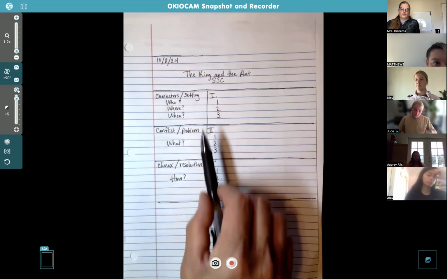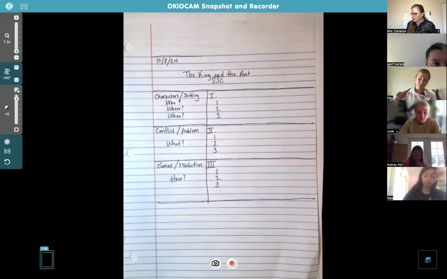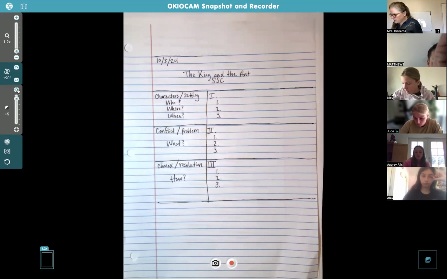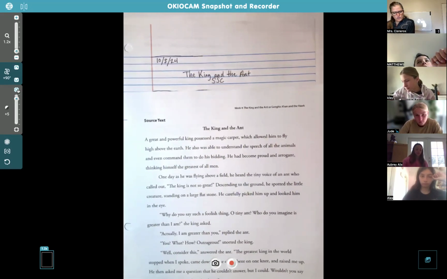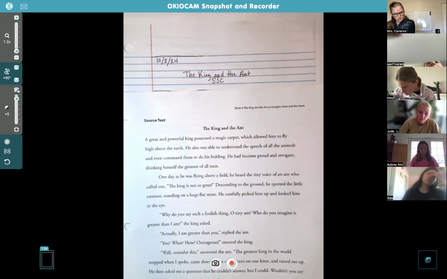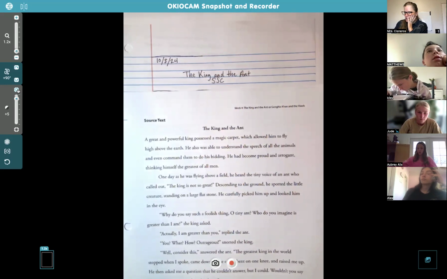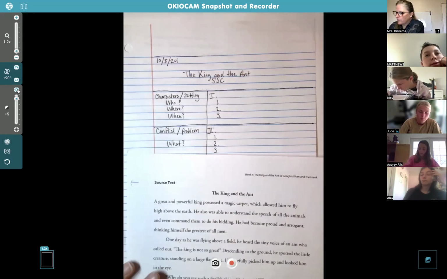Now we got to start building our story sequence chart. So we got to start with the characters and the setting. And obviously we have this king. So I'm going to start with Matt looking at the beginning of the story, that very first paragraph. Tell us, who is the first character that's mentioned and what are they doing in that first paragraph? In that first paragraph, who does the story mention first? The king.